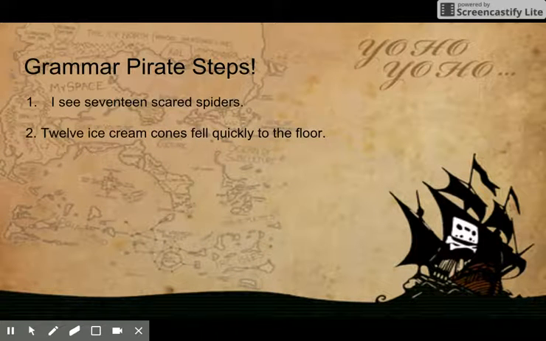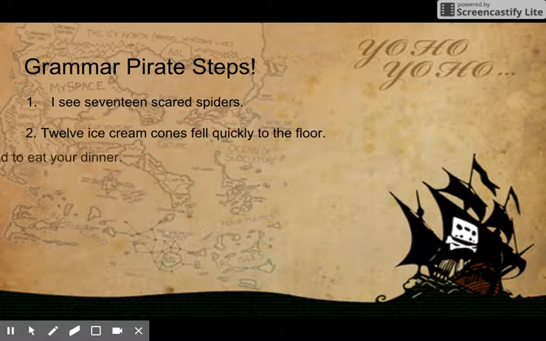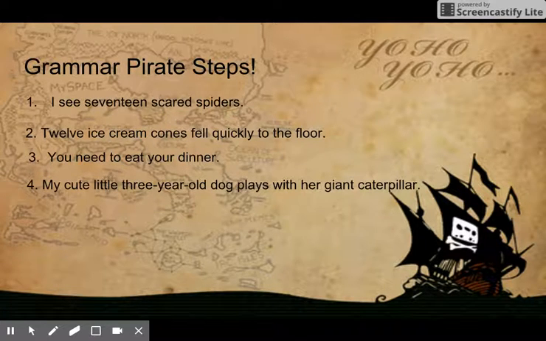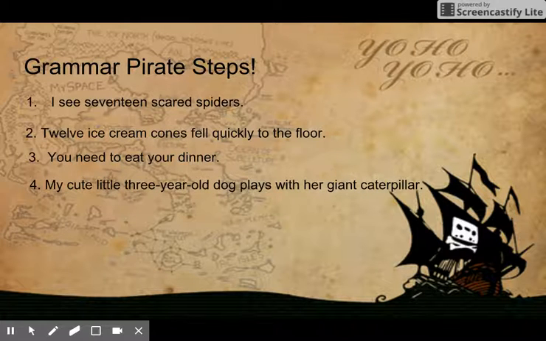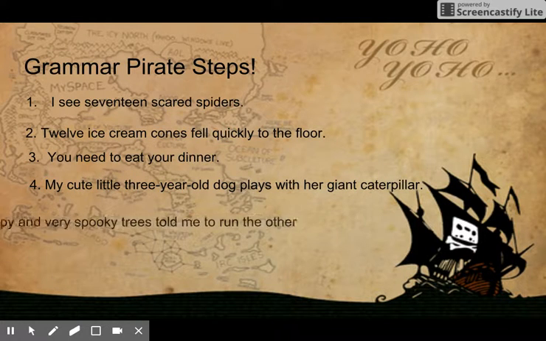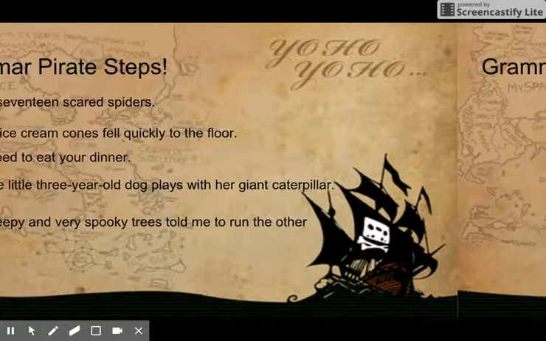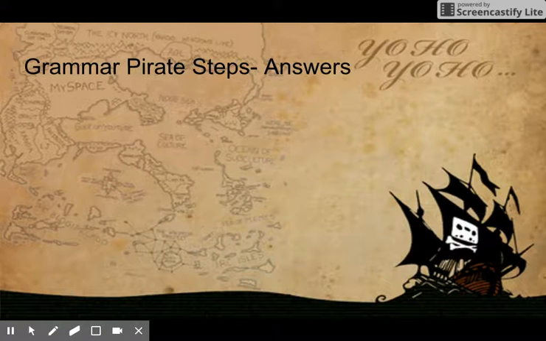Number 2, 12 ice cream cones fell quickly to the floor. Number 3, you need to eat your dinner. Number 4, my cute little 3-year-old dog plays with her giant caterpillar. Number 5, the creepy and very spooky trees told me to run the other direction. So you've done step 1, underline the verb. Step 2, draw the mast. All right, let's see how you did.